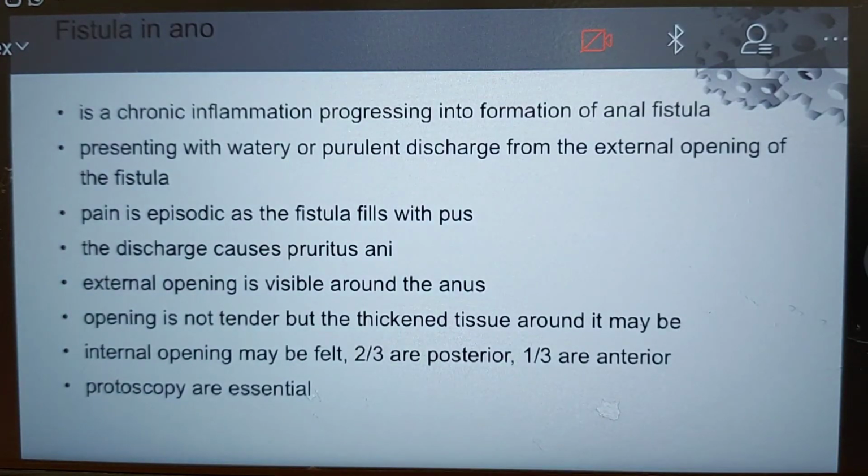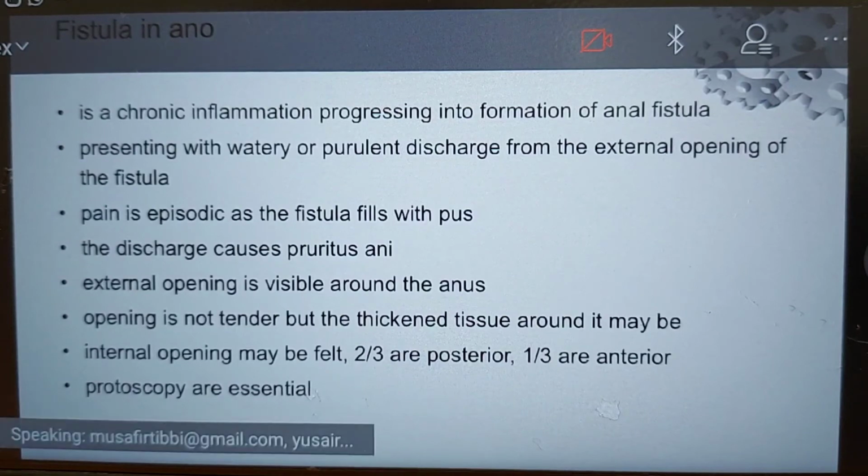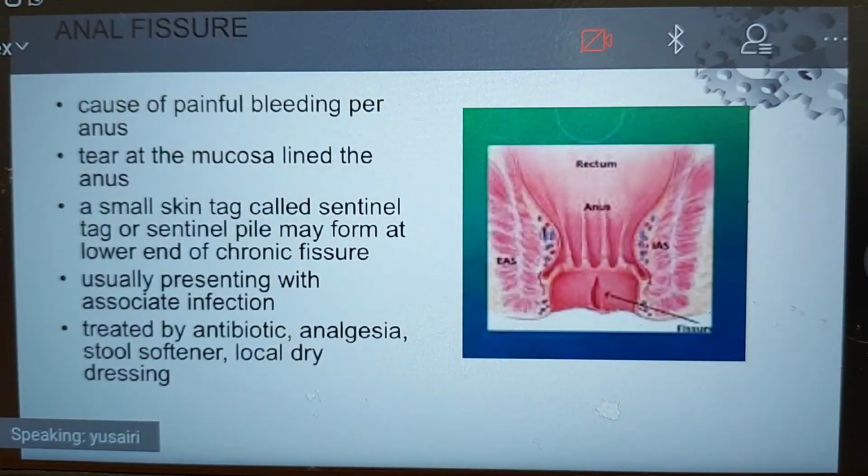And then other causes of lower GI bleeding. Anesthesia, other than that, what is that? Infection is there. Chronic, how do you know whether it is acute anal fissure or chronic anal fissure? How do you know? If it is a chronic fissure, the patient will have a skin tag. Sentinel tag, okay. Yes. If acute? Just a tear at the mucosa. Yes, just a tear, you can see a fresh tear like that.